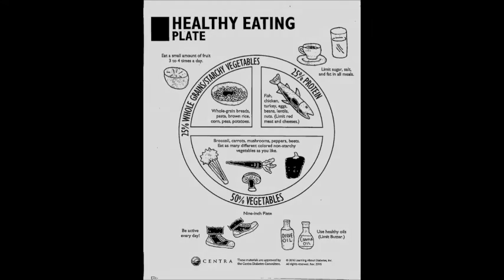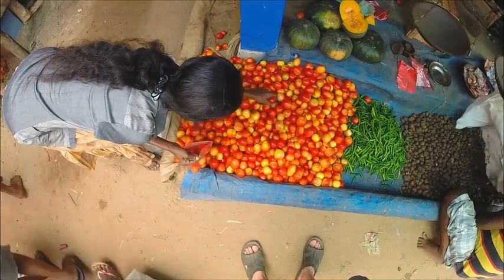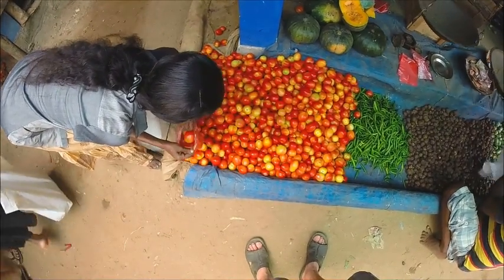The last part of the plate is vegetables. Vegetables should account for 50% of your total intake per meal.